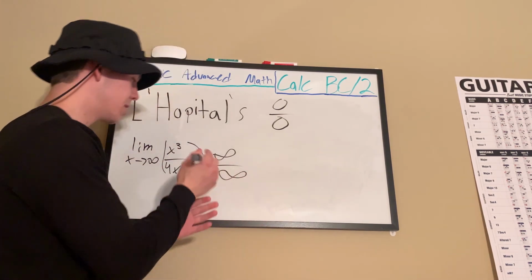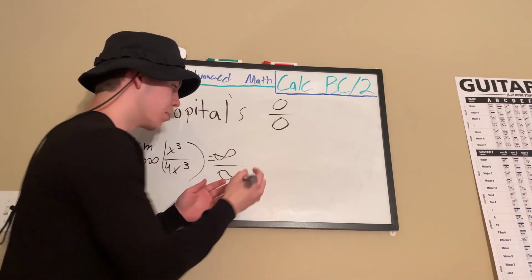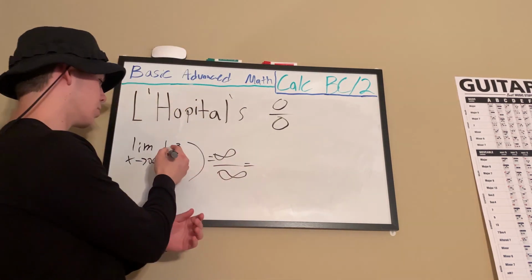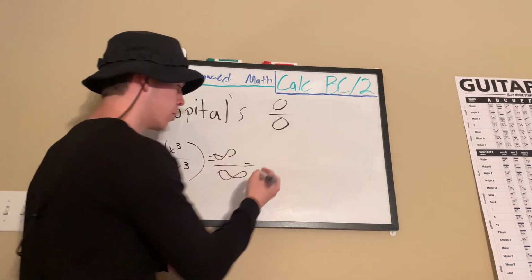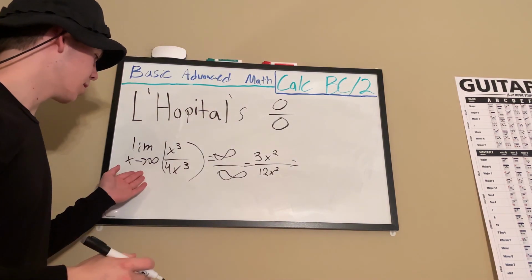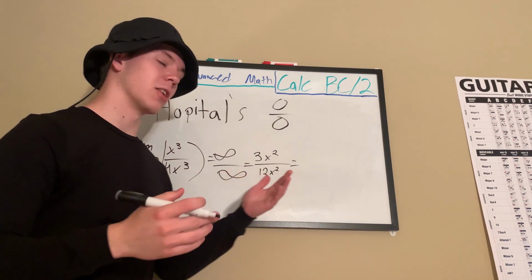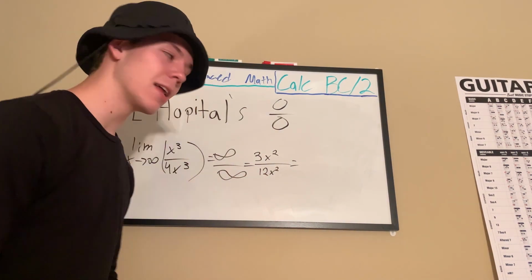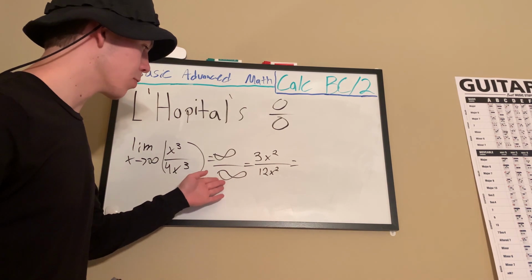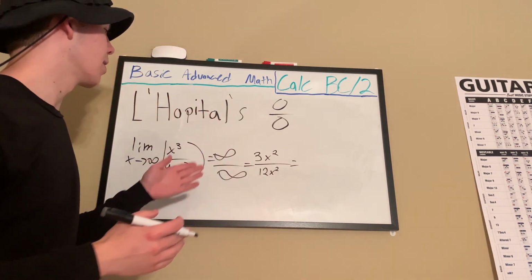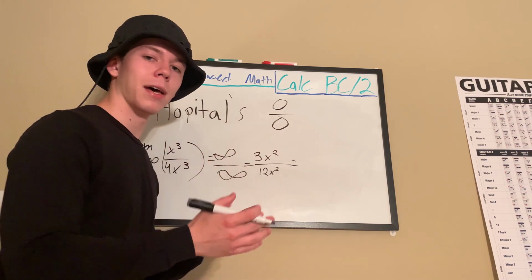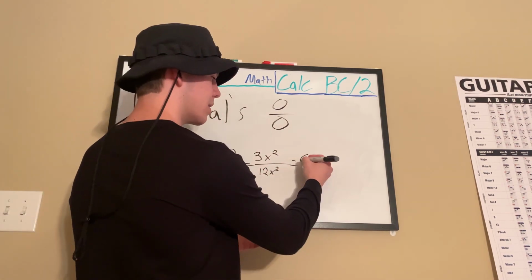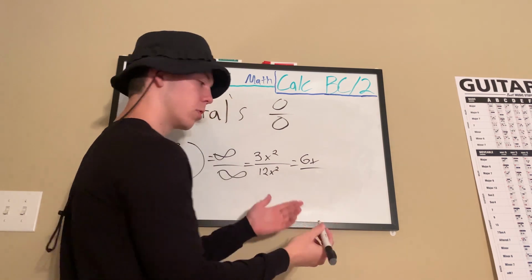So now what we're going to do is take the derivative of both the top and the bottom. We're going to say it equals 3x squared over 12x squared. What does that equal? Once again, you plug in infinity to both x's, it's going to be infinity. We're going to do it again because it equals infinity over infinity, which means that we can apply L'Hopital's rule, take the derivative of both the top and the bottom, apply it again, we see what we get. We're going to get 6x over 24x.